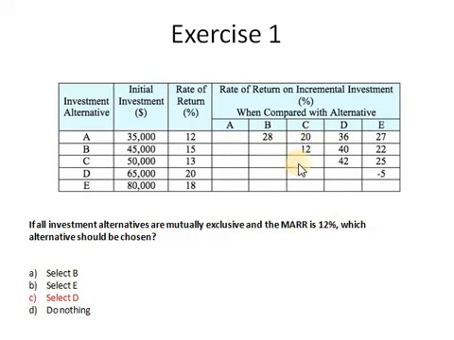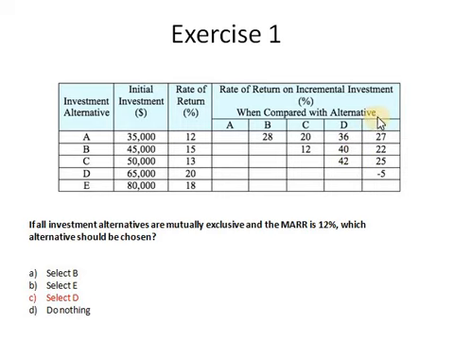So it becomes the new base alternative to compare it with D. I'm comparing D with C. Now, which one of these values is related to the IRR of D and C? This one is related to D and A, D and B, and this is D minus C. So IRR of D minus C is 42%, greater than the MAR, so D is better.